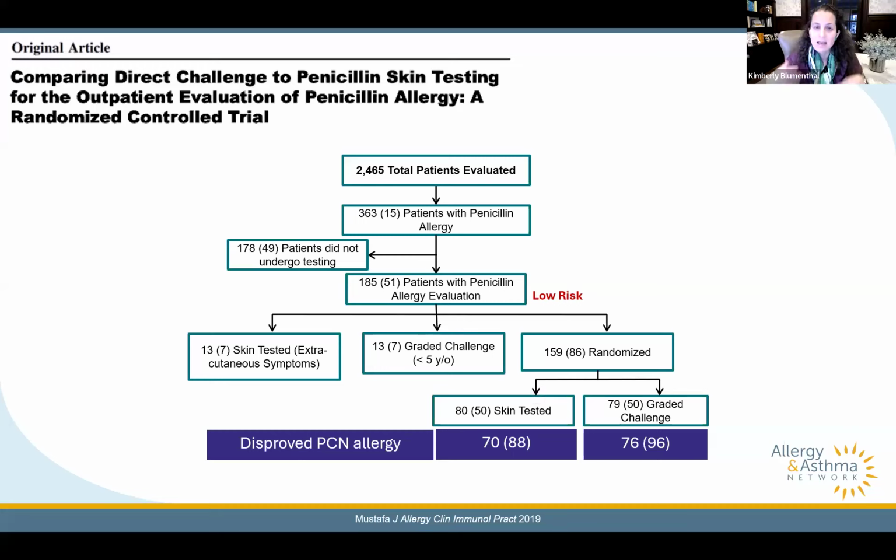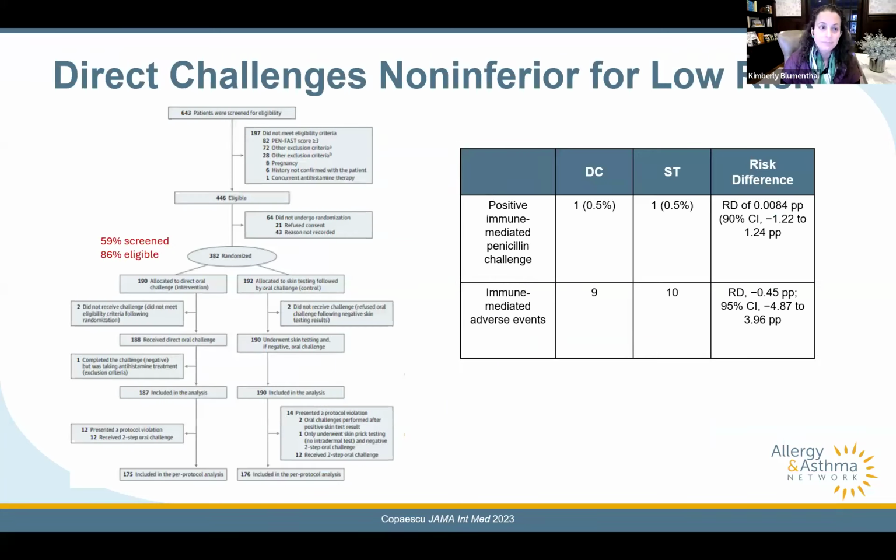So this means that if you think somebody's low risk, we shouldn't do the skin testing, because the skin test performs worse in low pretest probability patients. The skin test is better for those high pretest probability patients. So in these low risk patients, low pretest probability, going to direct challenge is the best thing.